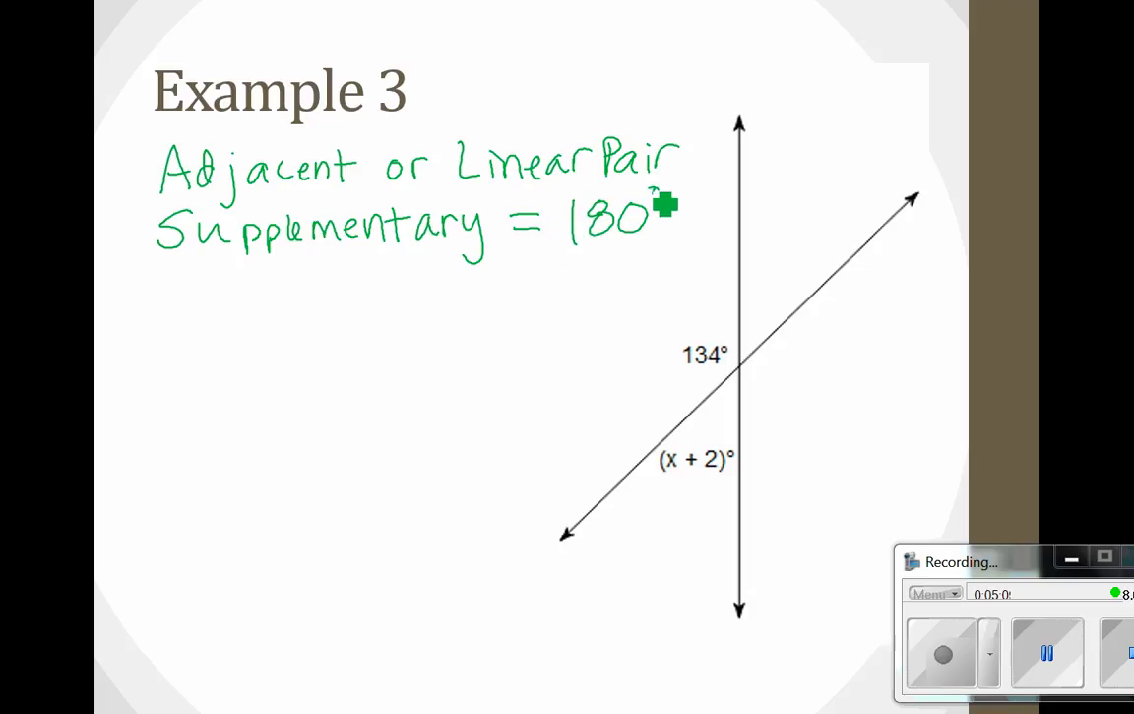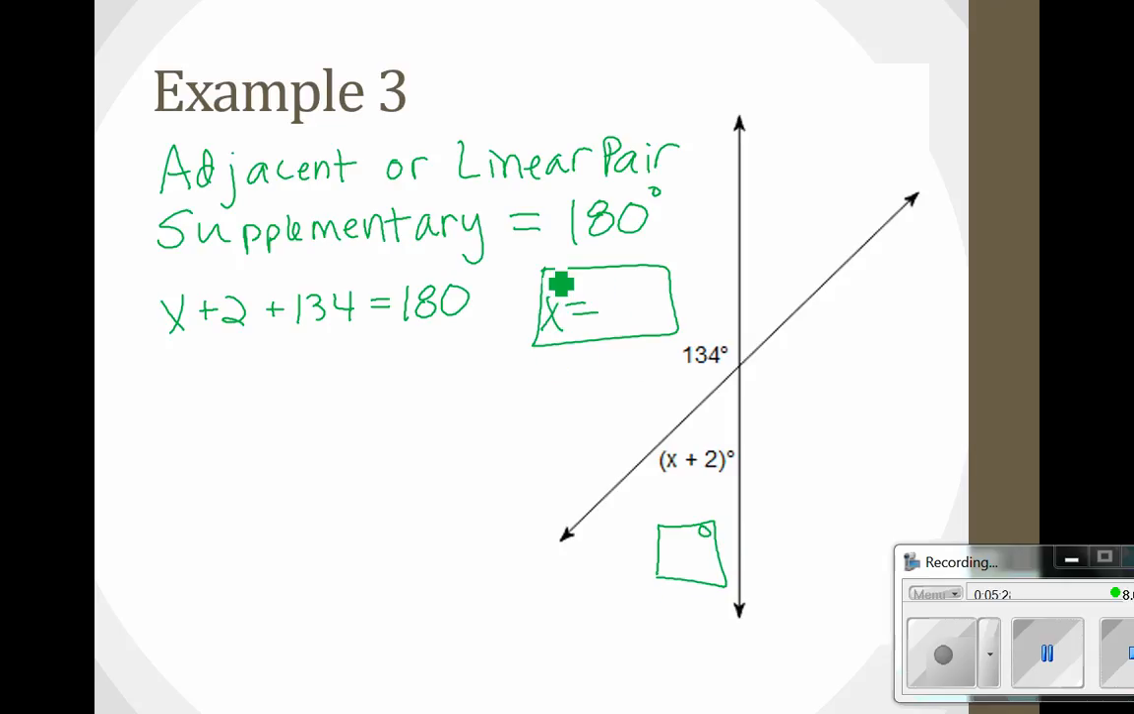So I'm going to write the equation. x plus 2 plus 134 equals 180 degrees. I know I need this angle measurement, and I know I need x equals. Those are the two answers I need. So now we're going to solve the equation. I can combine like terms.